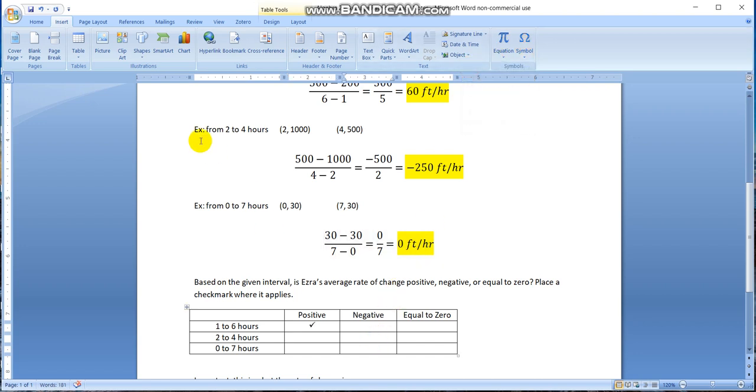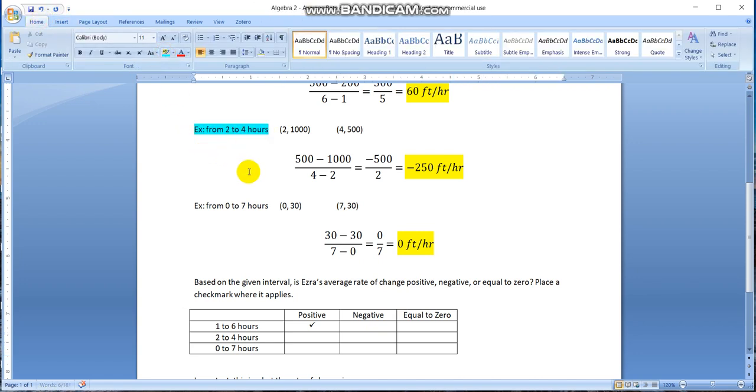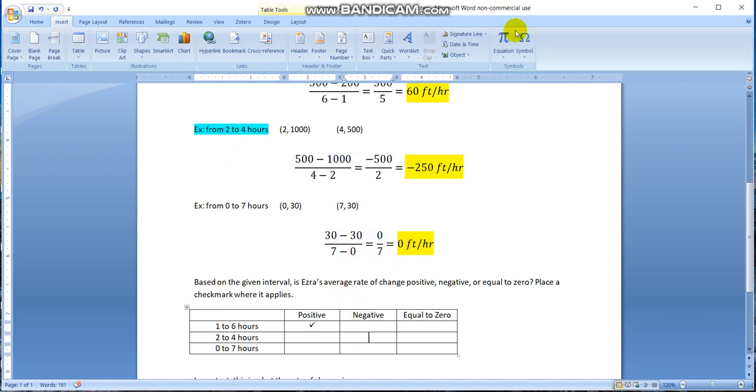Okay? Now this other example, from 2 to 4 hours, if you look at that right there, the negative in front means that his elevation is decreasing at a certain rate per hour. This means from 2 to 4 hours, his rate is going to be negative.